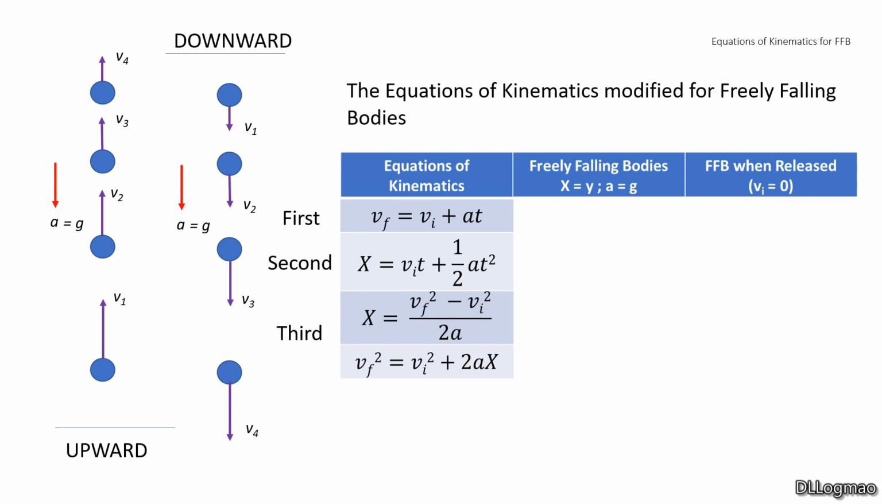The first of the third equation of kinematics is the distance traveled is equal to the ratio of the difference in the squares of final and initial velocities and twice the acceleration. The second of the third equation is the square of final velocity is equal to the sum of the square of initial velocity and the product of twice the acceleration and distance traveled.